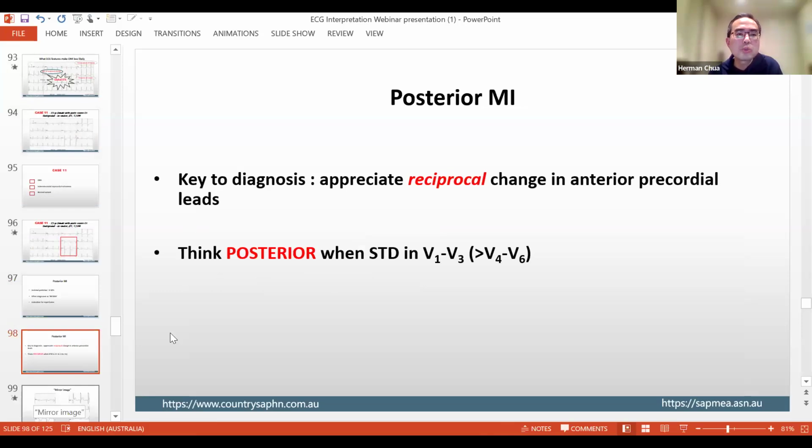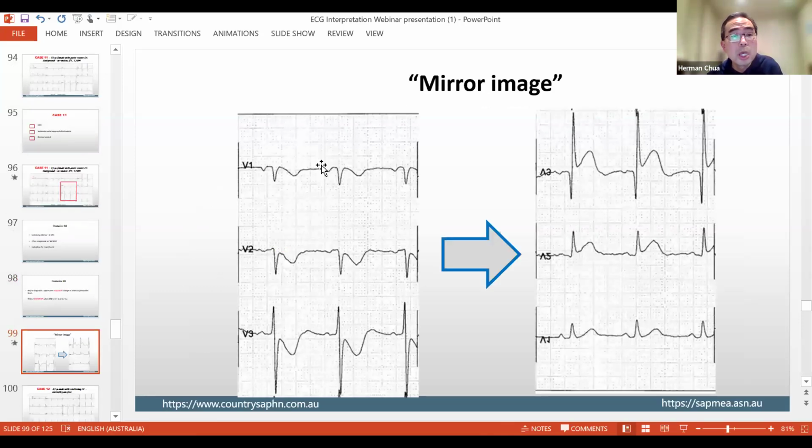So what's the key to diagnosis? Once again, iterating what we said earlier: the key is to recognize the reciprocal change in the anterior leads, V1, V2, V3. Always think posterior when there's ST depression in V1 to V3, more than V4 to V6, in someone who presents with ischemic symptoms. Remember this diagram: if you flip it, you will see ST elevation. If I show you this image on the right, you will diagnose it, no problems. But can you diagnose it when it is like that in V1, V2 and V3?